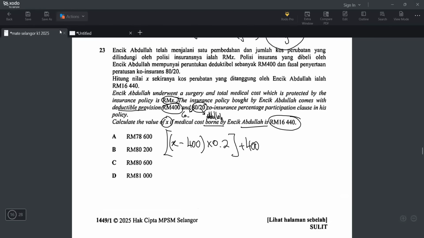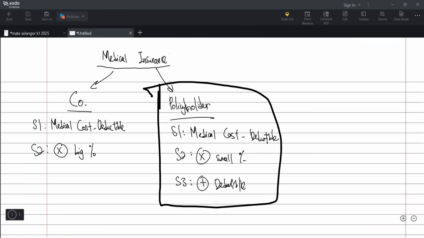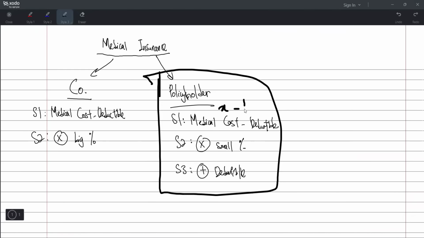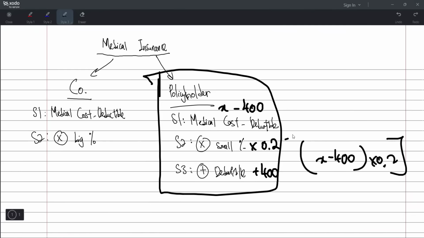Yes, the formula is like that. You forgot already? Medical cost minus deductible, that's why I take X minus 400. Then multiply with the small percent, directly 0.2, and then plus the deductible 400. So it becomes (X minus 400) times 0.2, and then the whole thing plus 400. That's how you calculate the cost borne by the policyholder.